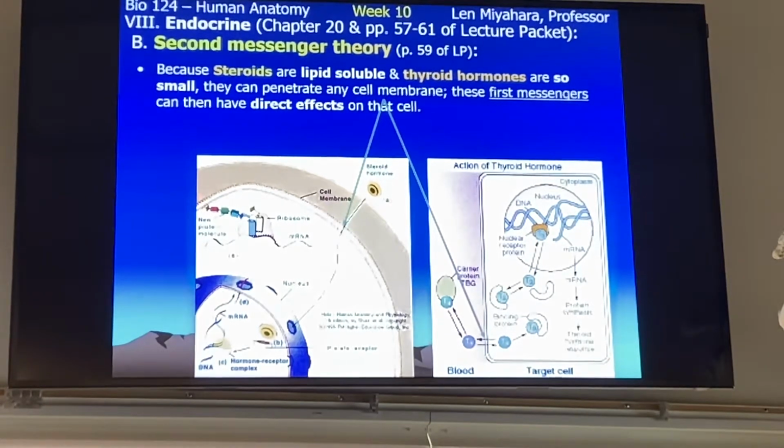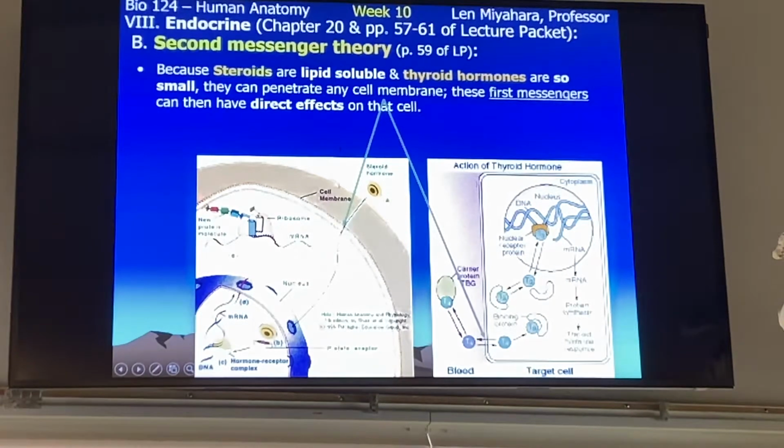For the first 2, steroids and amines, okay, by the way, the hormone is the first messenger. And because of that, for the first 2, since they can go into cell membranes, you only need the first messenger.